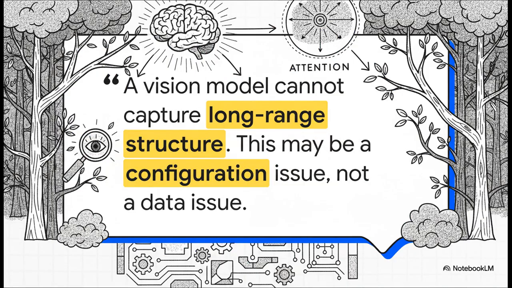This is a great one. Imagine you've got a vision model, and it just can't seem to grasp the big picture in an image. You could throw more data at it all day, and it might not help. The problem could be fundamental to its design. Maybe it just needs an attention mechanism or a wider field of view. That's a classic configuration space issue.